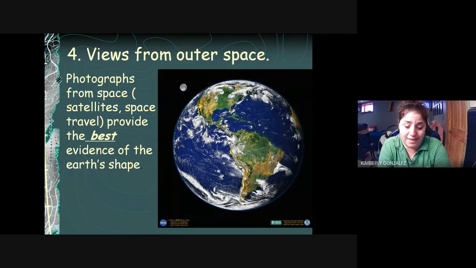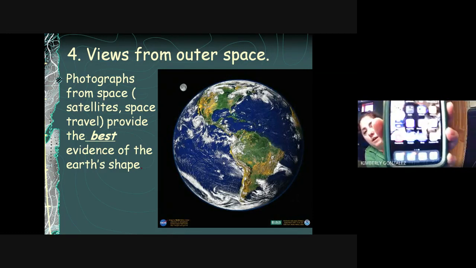If those 4 are part of your multiple choice, the best one out of the 4 are photographs. You guys all downloaded the Night Sky app, right? Remember I asked you to do that? I know it was a while ago. The Night Sky app is that little purple one. I don't know if you can see it.